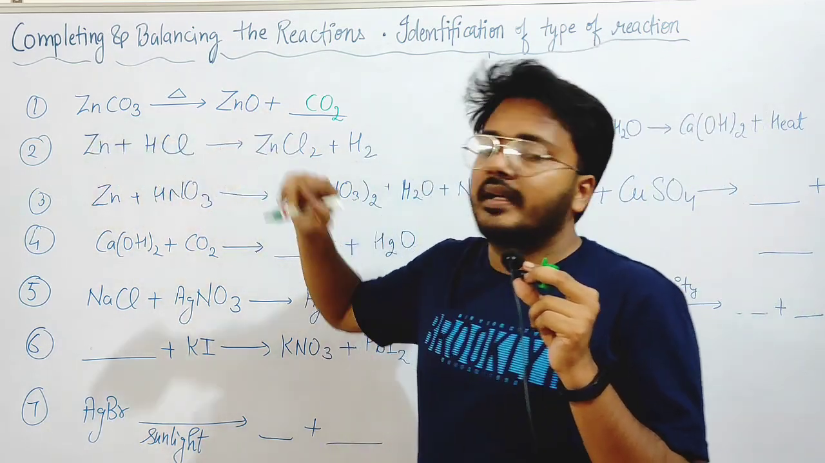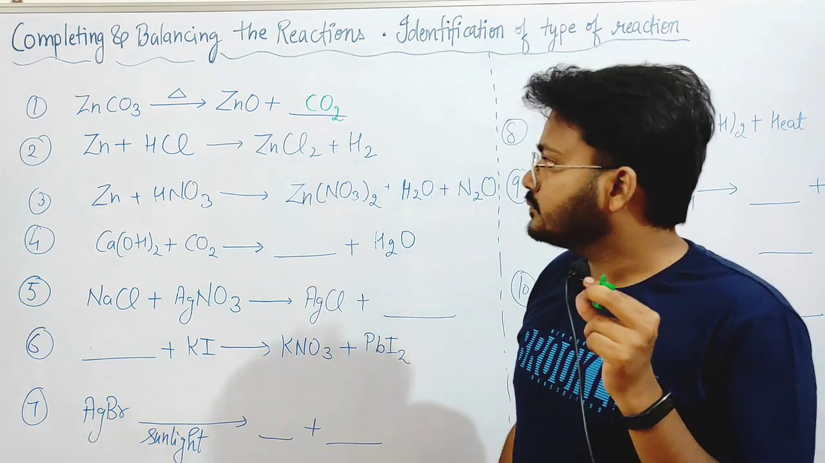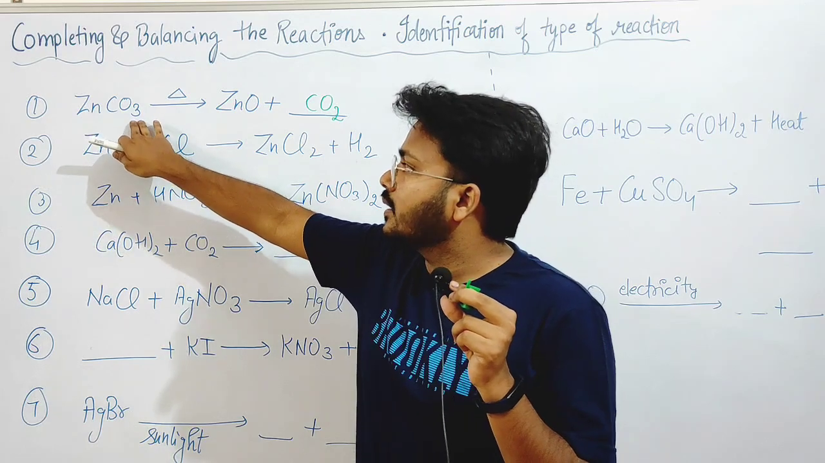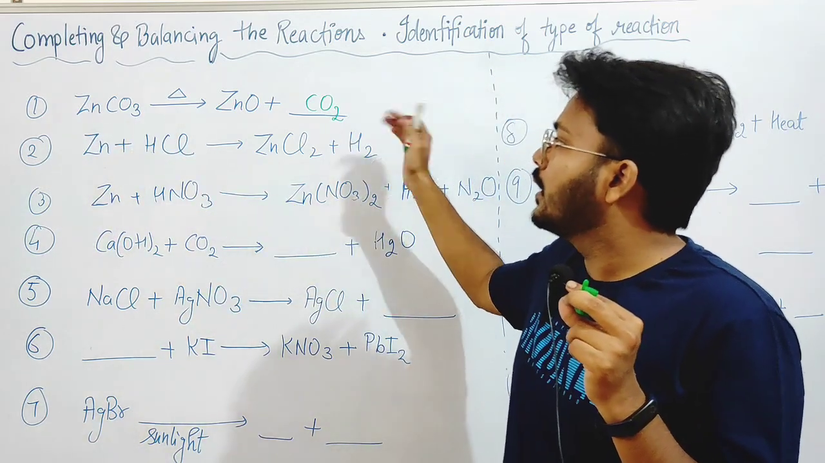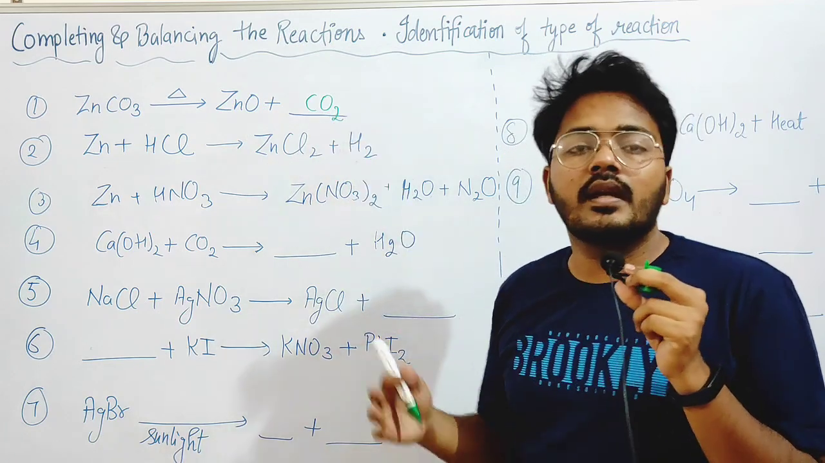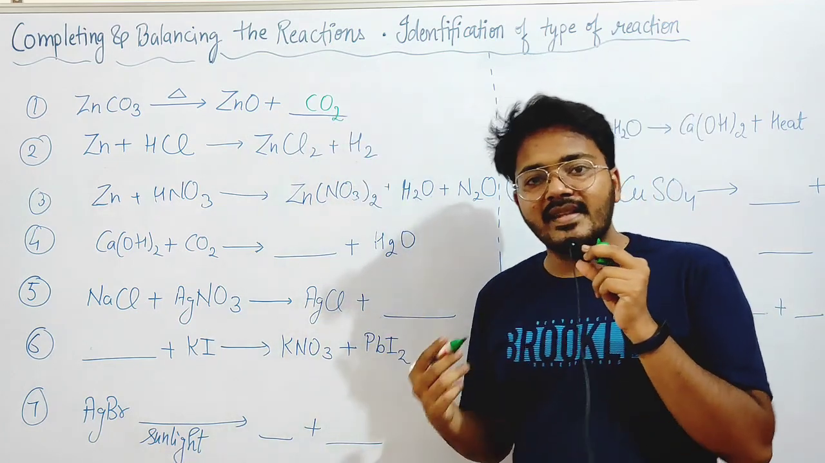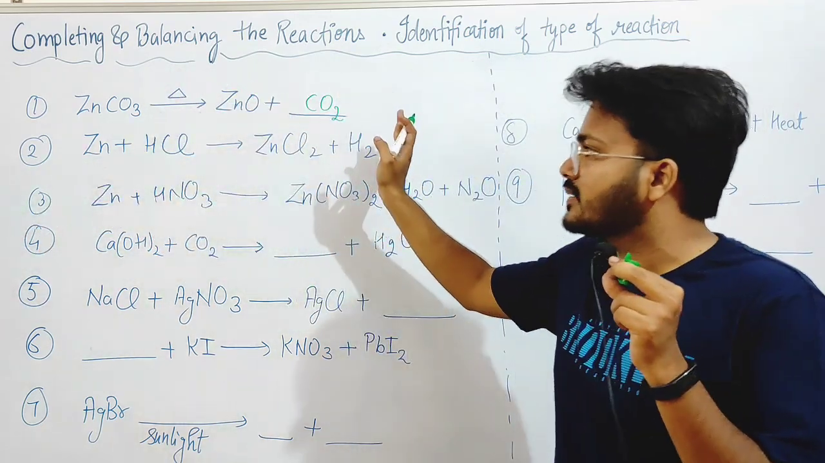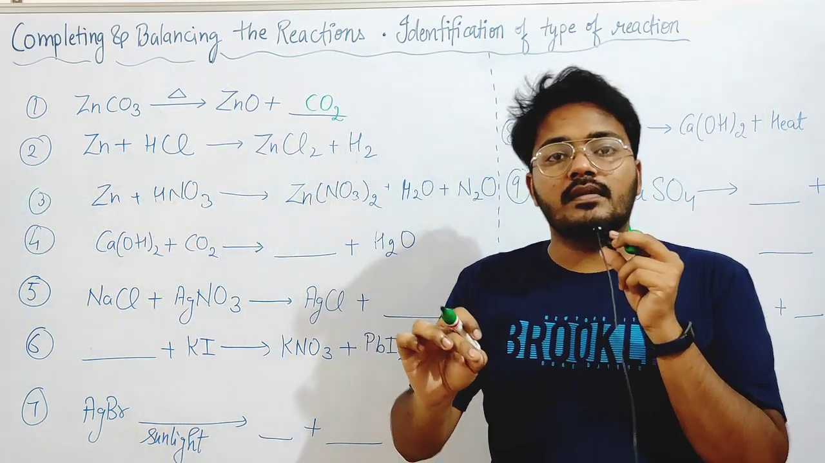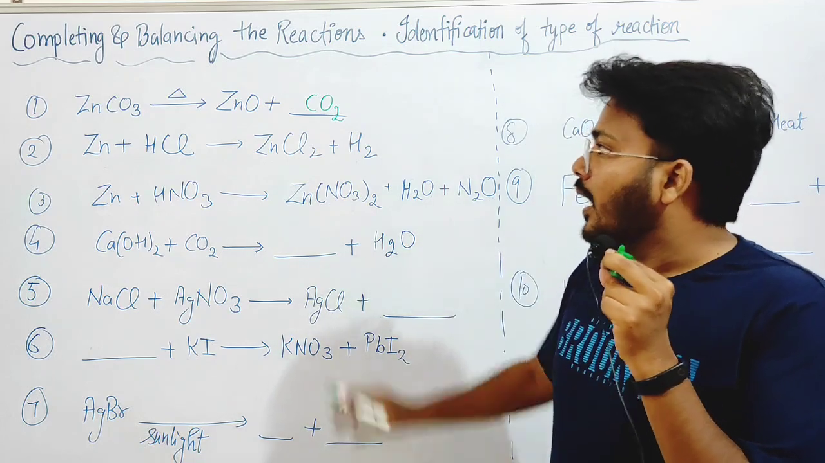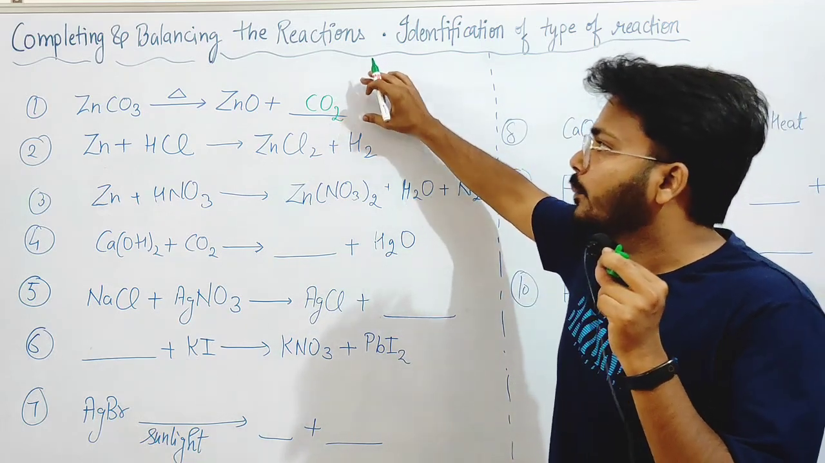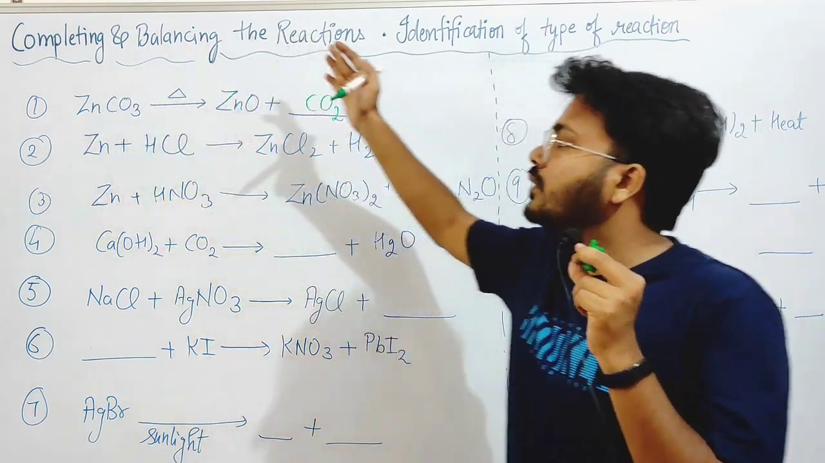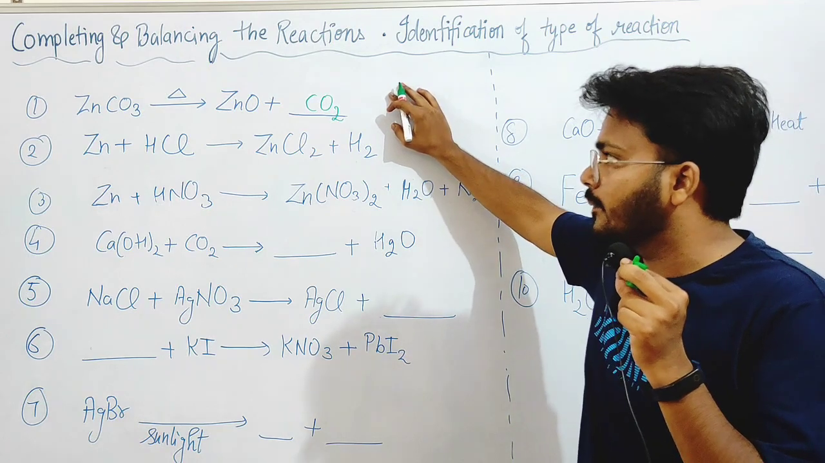Zinc on both sides, they are 1. Carbon, they are also 1. Here there are 3 oxygen and here 1 plus 2, there are 3 oxygen. For balancing the reaction, we have to check on the reactant side and the product side. The number of atoms should be equal. And this reaction is balanced because the number of atoms on the left hand side is equal to the number of atoms on the right hand side.